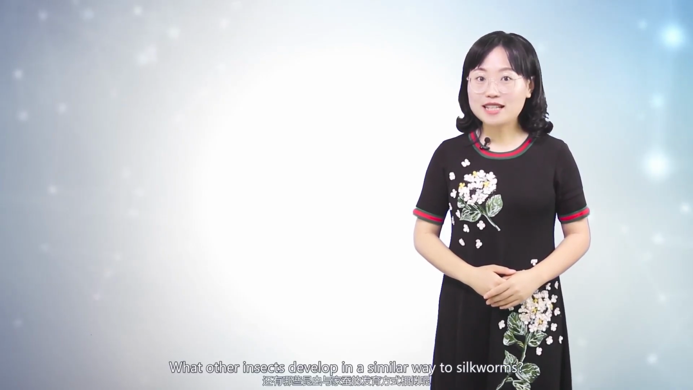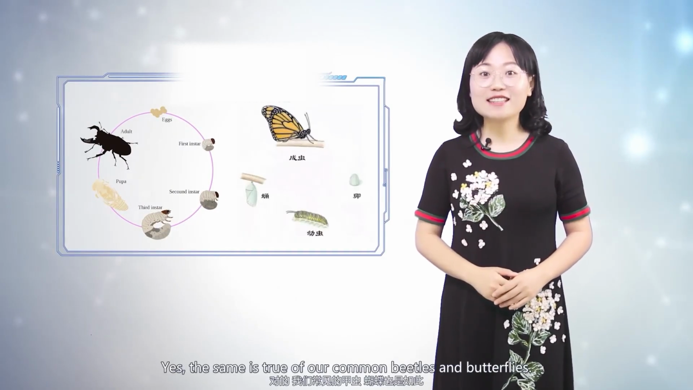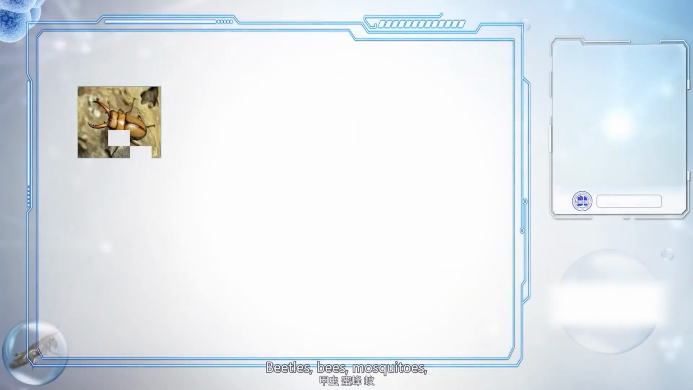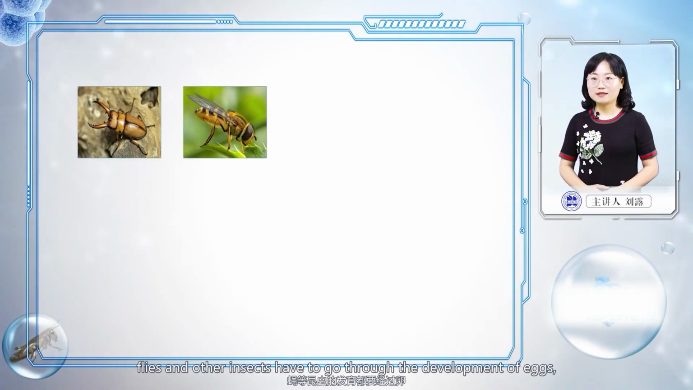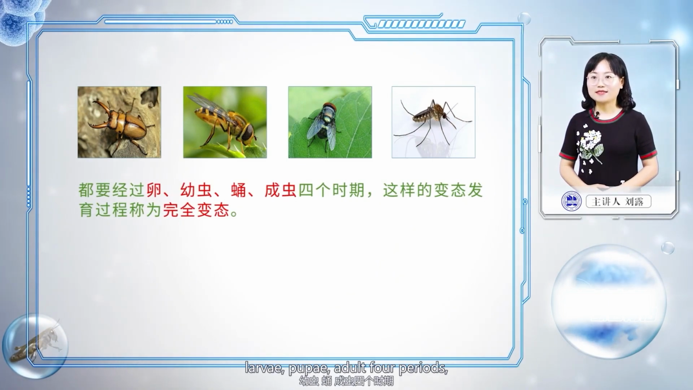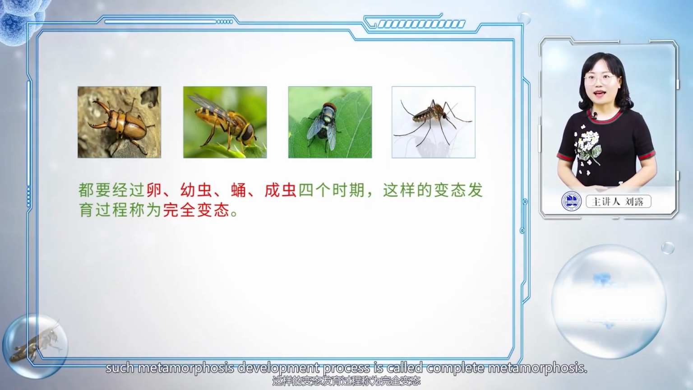Think about it, students. What other insects develop in a similar way to silkworms? Yes, the same is true of our common beetles and butterflies. Beetles, bees, mosquitoes, flies, and other insects have to go through the development of egg, larva, pupa, and adult, four periods. Such a metamorphosis development process is called complete metamorphosis.